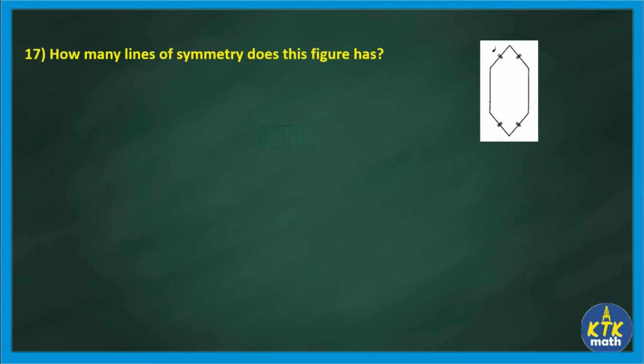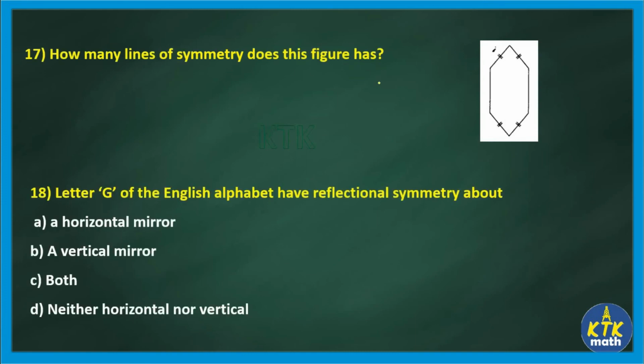A diagram based question: how many lines of symmetry does this figure have? Options are there. You can see a hexagon here, but this is not a regular hexagon. In this hexagon only four sides are equal. So for this shape you can draw one horizontal as well as one vertical line of symmetry. So you can draw only two lines of symmetry for this shape.